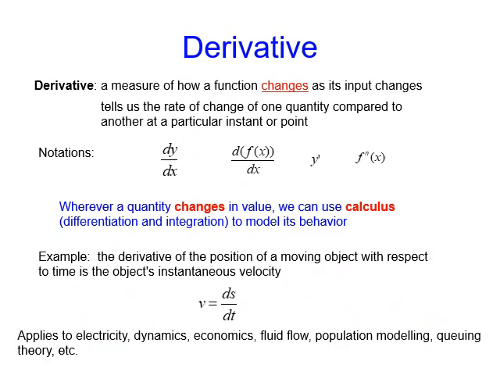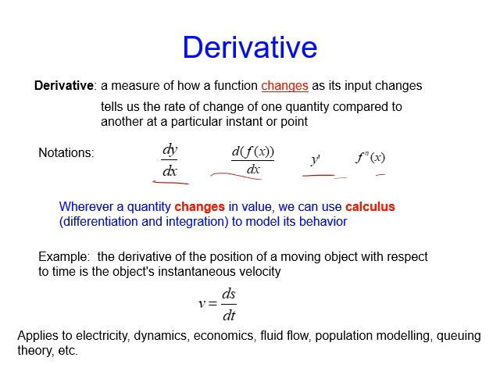Reaction rate is defined as the concentration change over time, or the derivative of concentration with respect to time. Derivative in calculus is used as a measure of how a function changes as input changes. It tells us the rate of change of one quantity compared to another. If the notation is dy/dx, that's the derivative of y over x, or y prime. So these are all the notations.